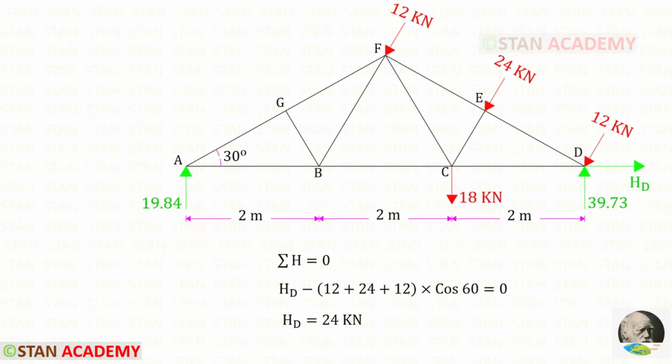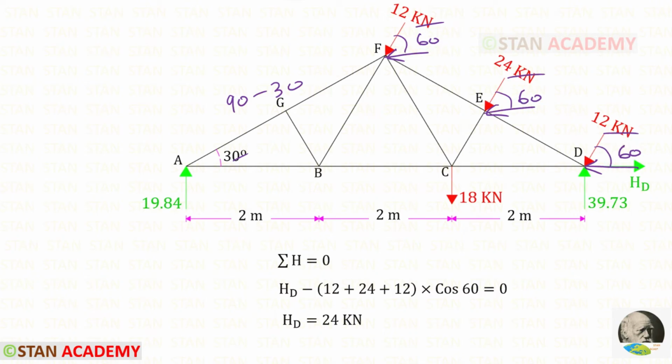Now let us apply the rule sigma H is equal to 0 and find HD. HD is acting towards the right side, so it will be positive. We need to resolve these three loads in the horizontal direction. We need to find this angle. This angle will be 90 minus 30, so it will be 60.